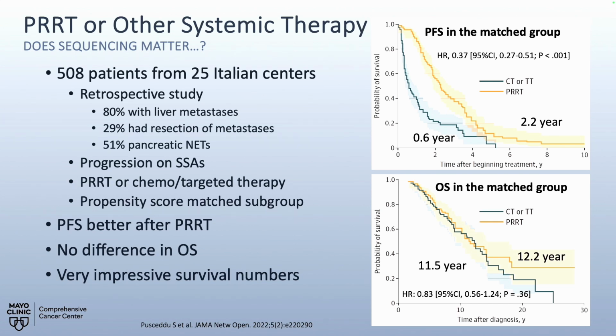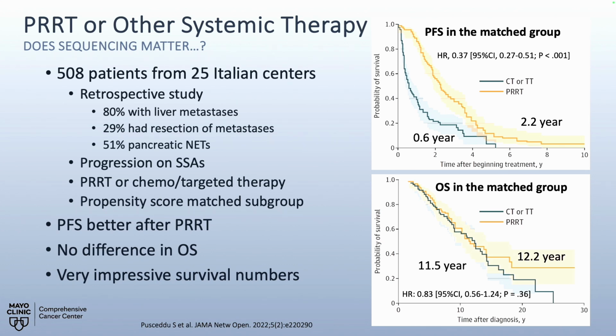And they saw, yes, there's a big difference in progression-free survival, so 2.2 years versus 0.6 years. But then what they did was really smart. They actually looked at the life expectancy of these patients. Say, if you started with chemotherapy or targeted therapy, but then later you got PRRT, does it really matter? And it doesn't seem to matter a whole lot.